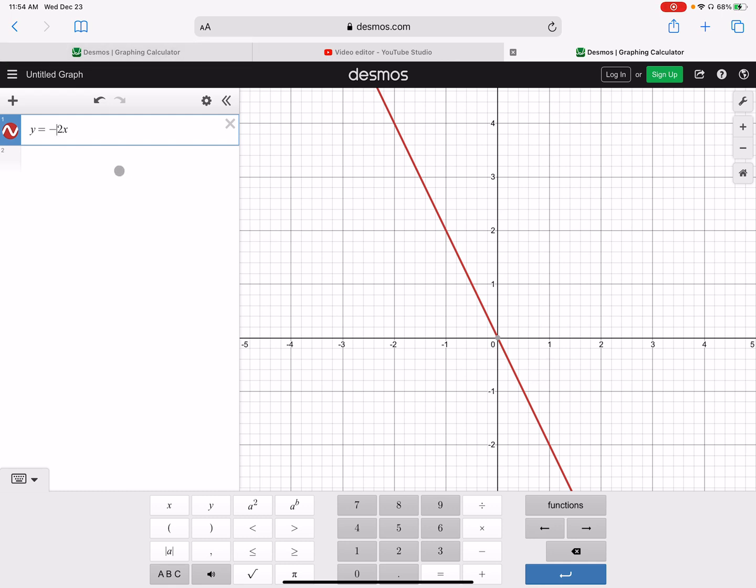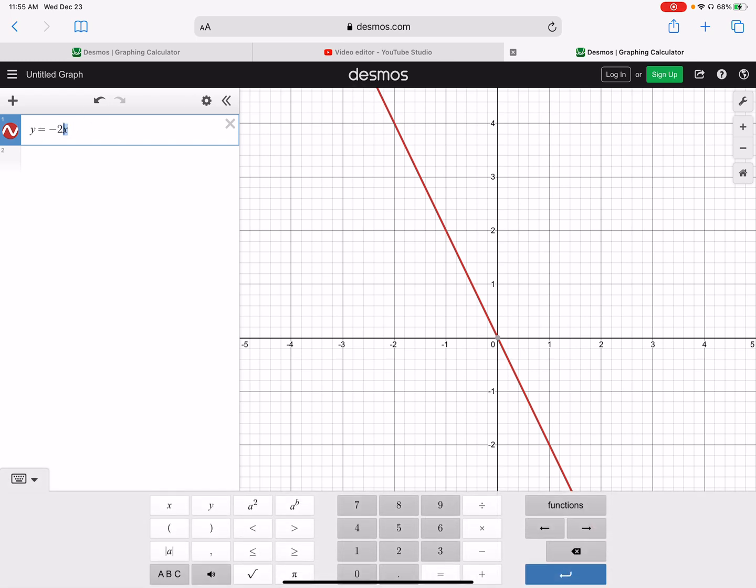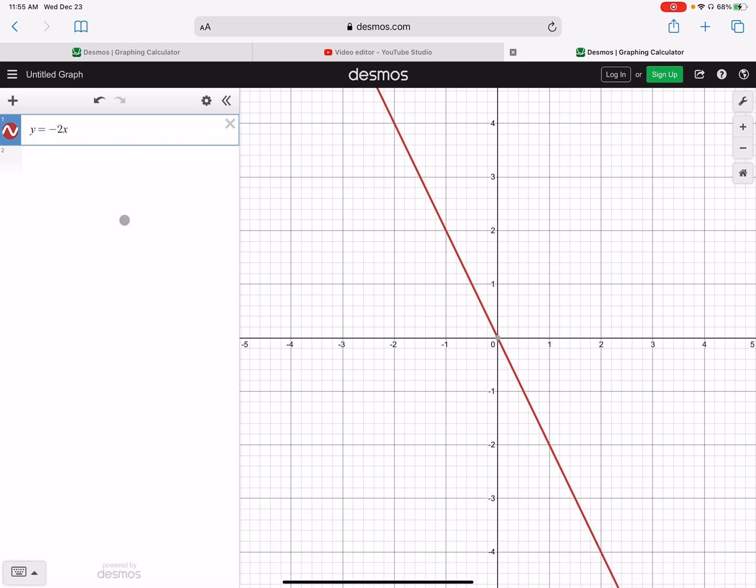And now what does my rise over run mean? Well, if I pick a point, let's say negative 2, 4. If it's negative 2, that's negative 2 over 1. That means my rise is negative 2, which means I'm going to go down 2, and to the right 1. Down 2, to the right 1. Down 2, to the right 1. And I can keep going. Okay? This tells me how my graph is changing. That's why it's considered the rate of change.